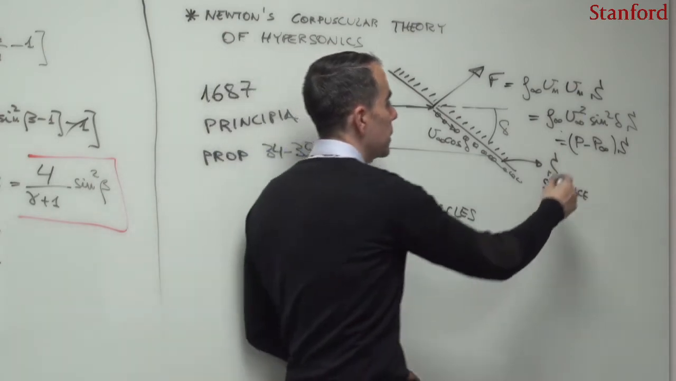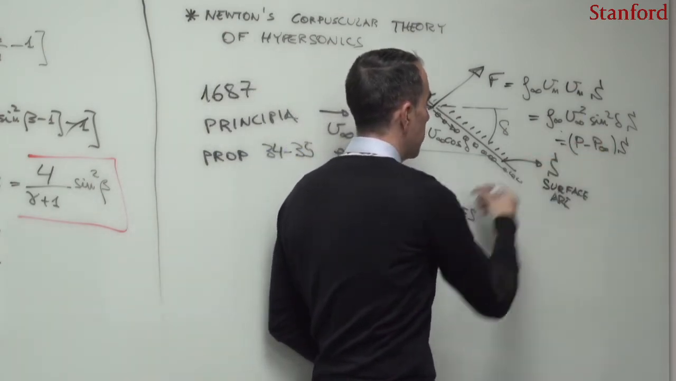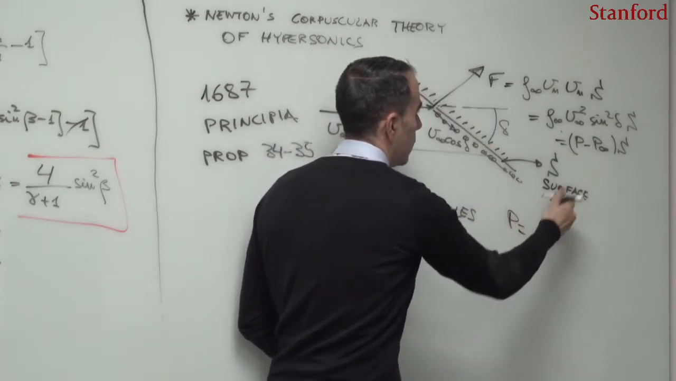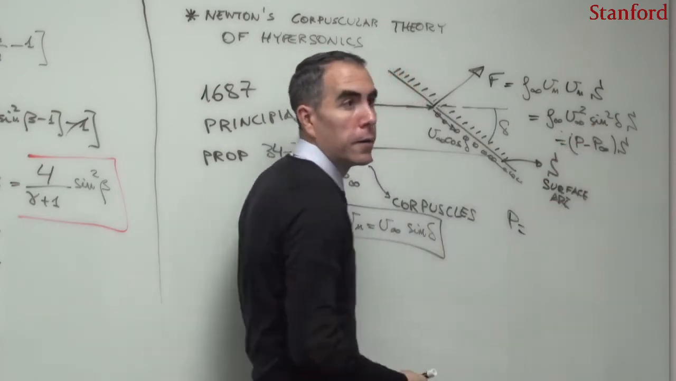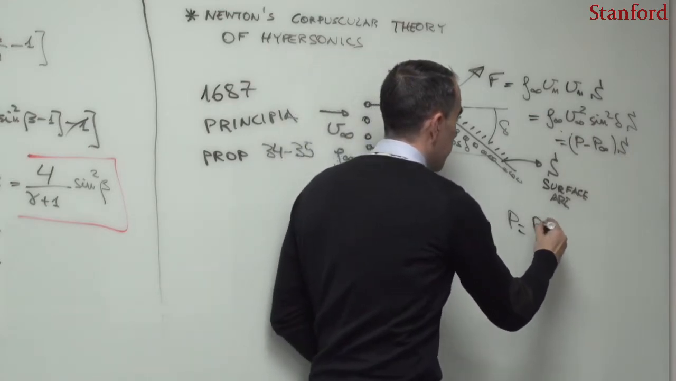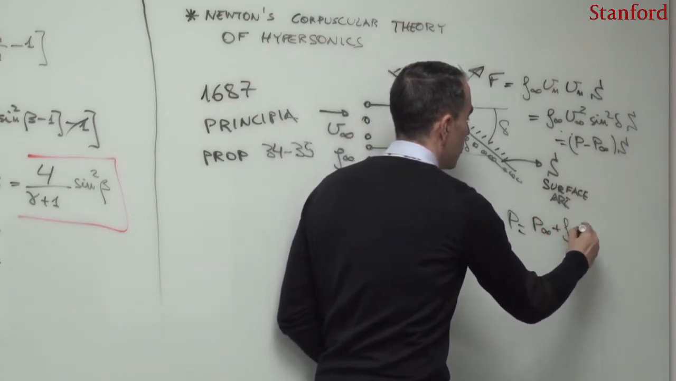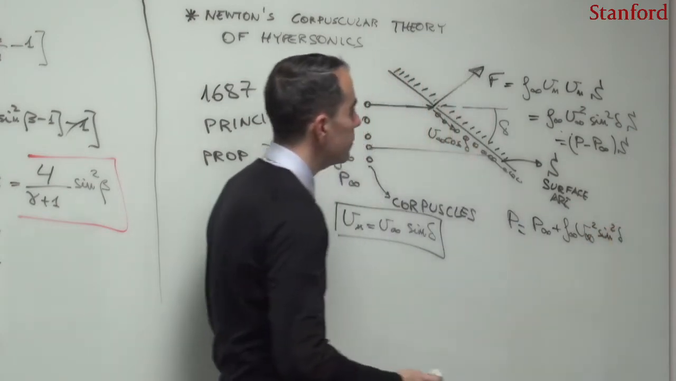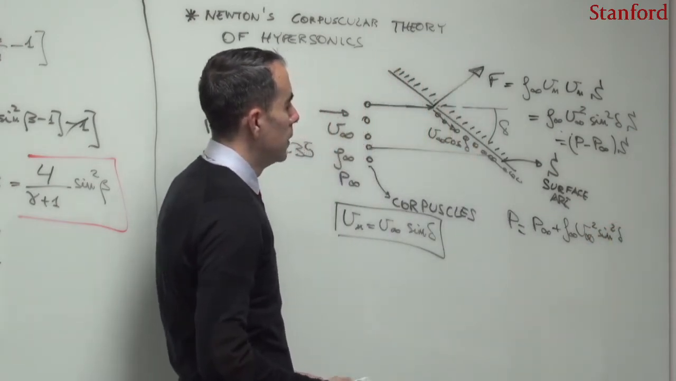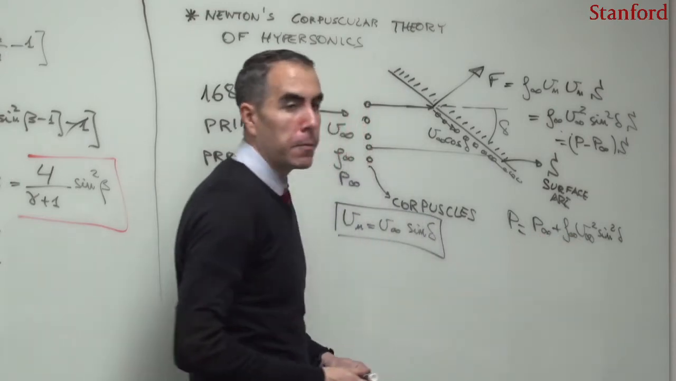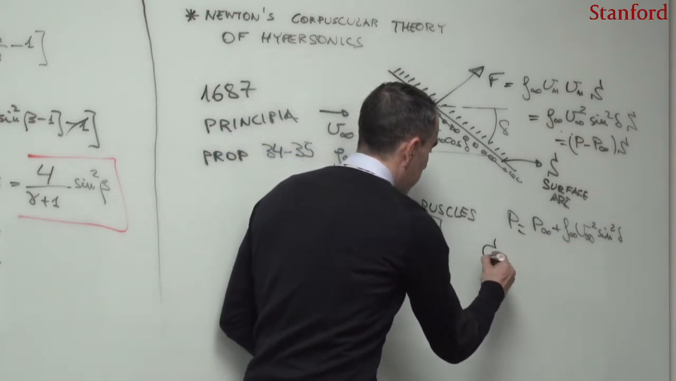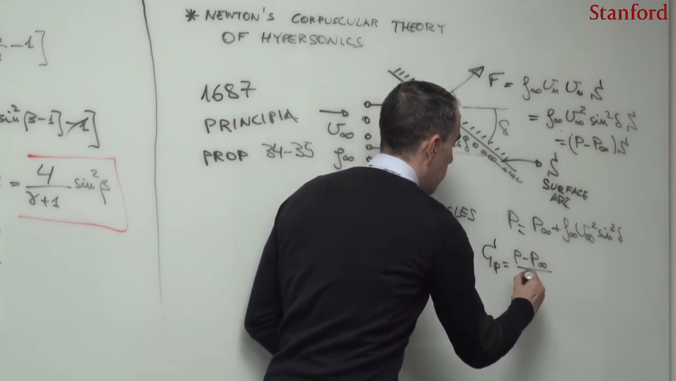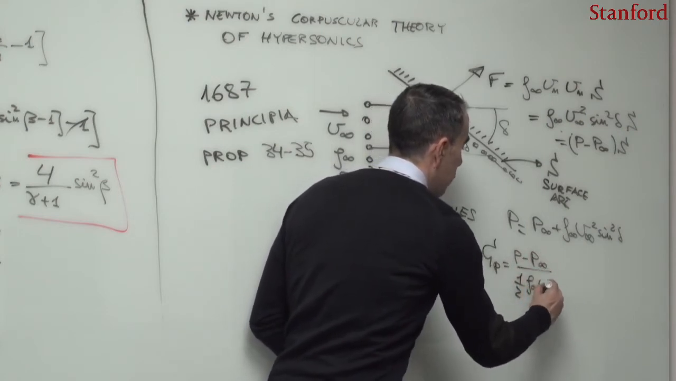And as a result, the pressure on the surface of this wall can be written as P infinity plus rho infinity multiplied by u infinity squared, multiplied by the sine square of delta. If one tries to calculate from here the pressure coefficient, the pressure coefficient is going to be equal to P minus P infinity divided by 1/2 multiplied by rho infinity u infinity squared.